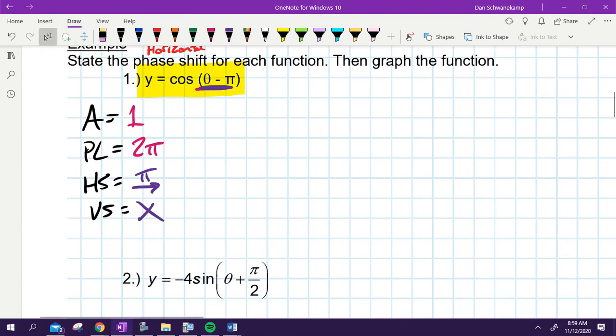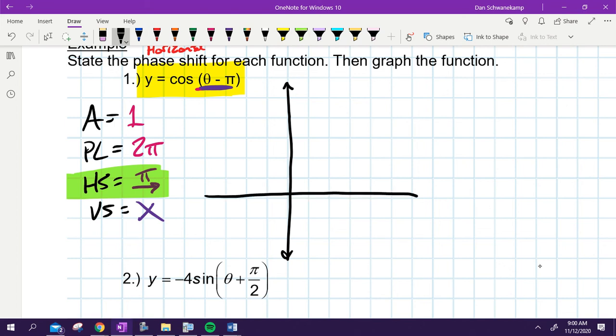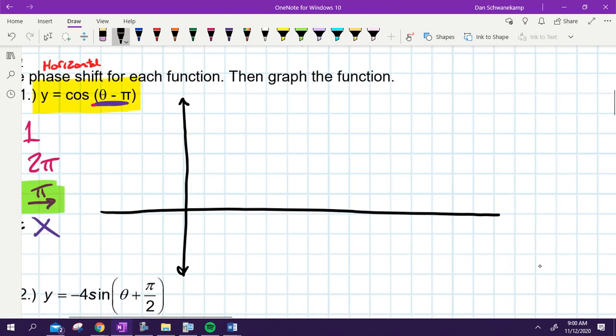Now that we've got that information, we're going to graph it. So I'm going to make my x-axis and my y-axis. I'm going to use my brain here. Before I make my x-axis and my y-axis, I'm going to think, oh, hey, I've got a horizontal shift to the right pi, which means my graph is going to be moved to the right quite a bit. So I'm going to draw my graph pretty long here on the right side. I'd rather give myself space and not use it than have to try to cram everything in.